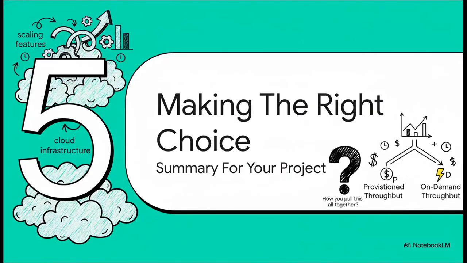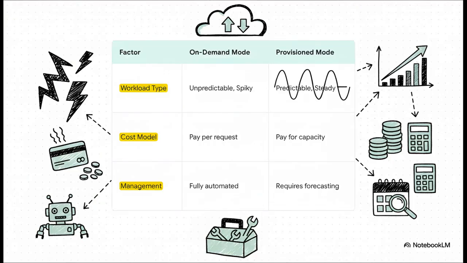Okay, we have thrown a lot at you, from the basic modes all the way to these advanced scaling features. So how do you put it all together and actually make a decision for your next project? Let's just boil it all down to a really simple choice. If your workload is unpredictable, spiky, or you just don't know what it's going to be, and you want something that's totally automated where you only pay for what you use, on-demand is your answer.